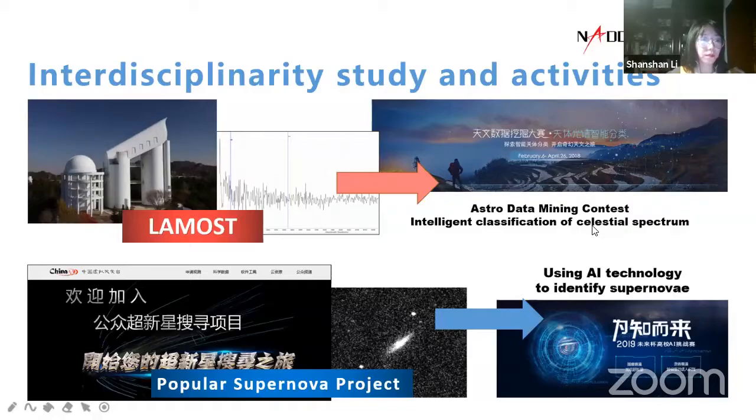Nearly 1,000 people participated in this contest. And the second one is to use the Popular Supernova Project I mentioned before, using its data for an AI technology contest, to let students use images from PSP to come up with AI algorithms to identify supernovae. There were 483 teams from different universities and colleges in China participating in this contest. So this may be one of the important future uses of astronomical data and may help better process astronomical data.